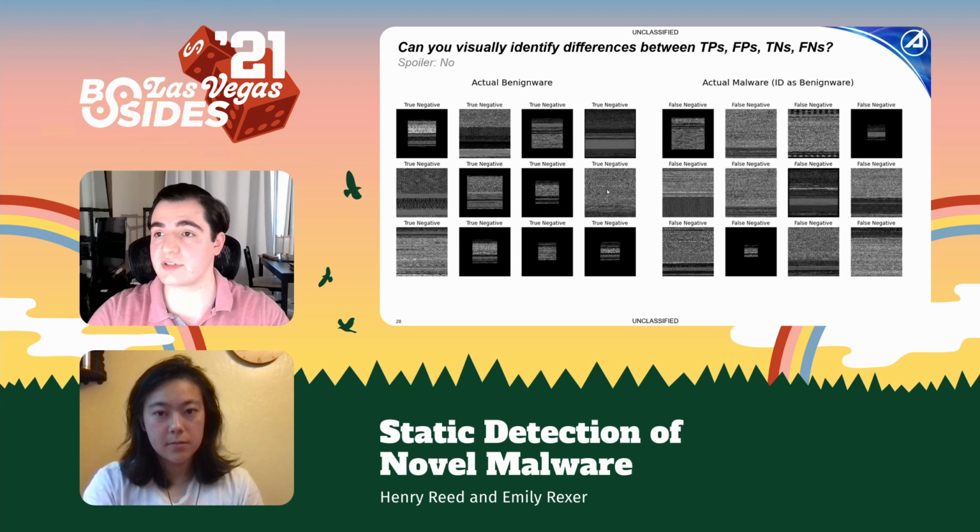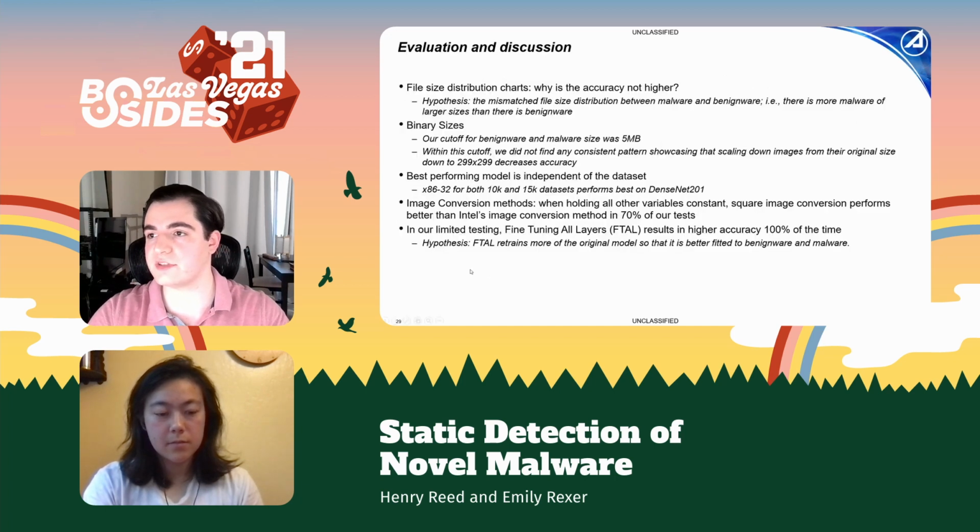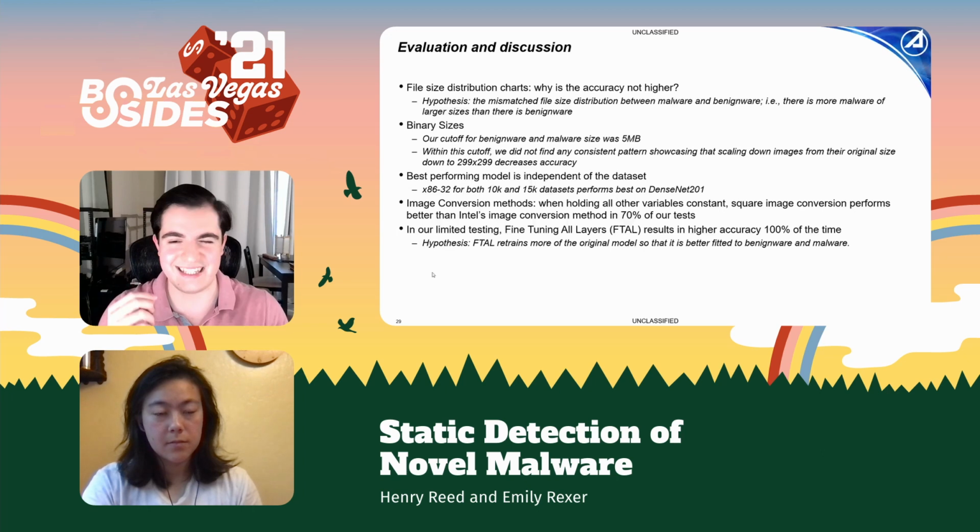So, evaluation and discussion. File size distribution charts. Why is the accuracy not higher? Our hypothesis is that because there's a mismatch between the file sizes from the benignware and the malware, because they don't exactly match, the model isn't as well trained. If we had more samples that better fitted to that, we could potentially have better accuracy.